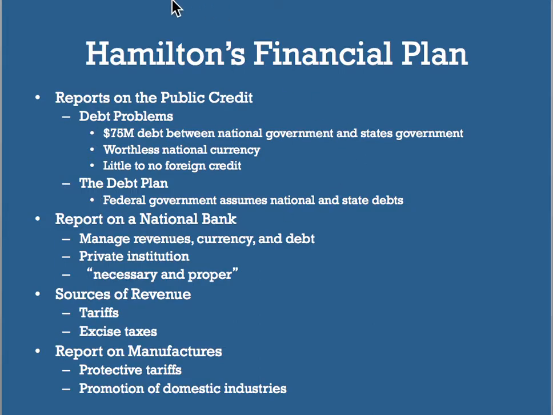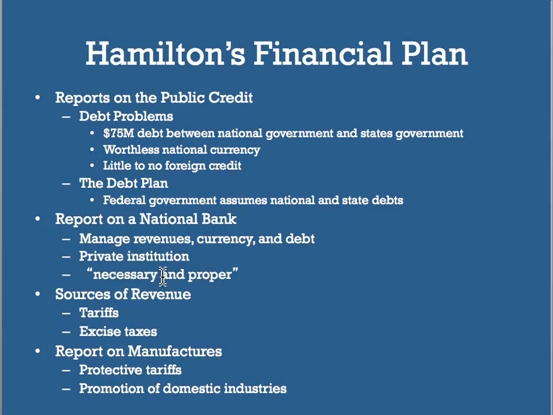So he creates this report on public credit that points out the problems with a lack of credit, and with his pointing out of these problems, he's going to solve the financial issues for the U.S. with a couple things. The first thing is a bank. We're going to create a national bank. It's going to manage money. It's going to manage currency. It's going to manage the debt. It's going to collect the taxes and keep the taxes and make sure that we have credit as a country.